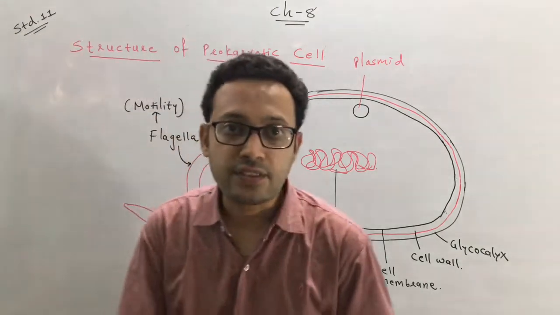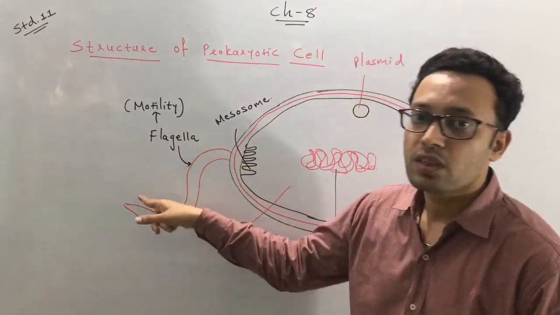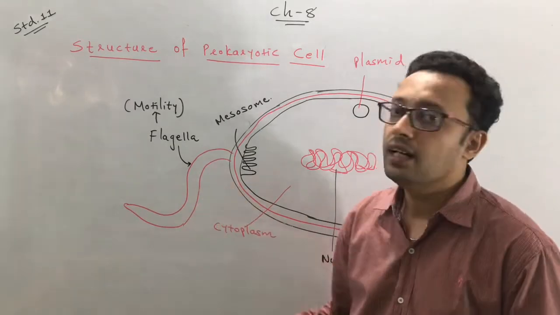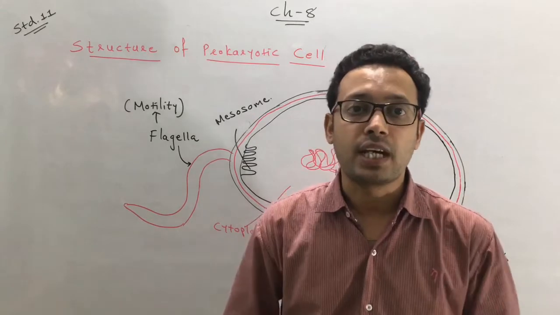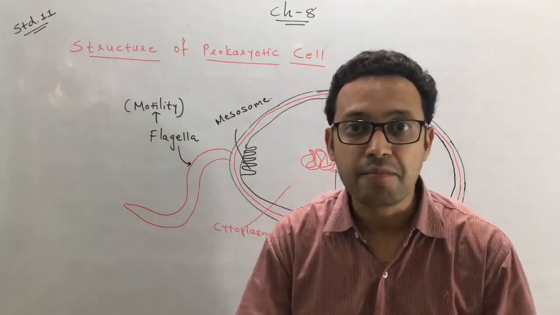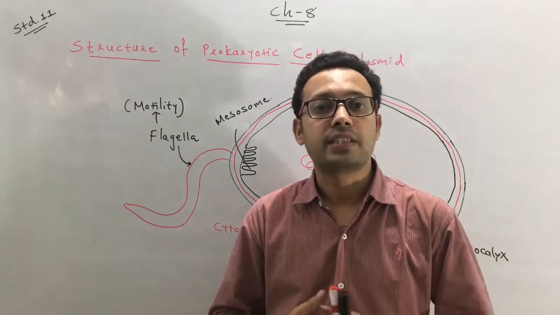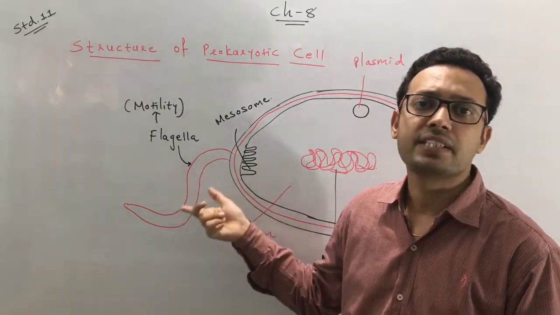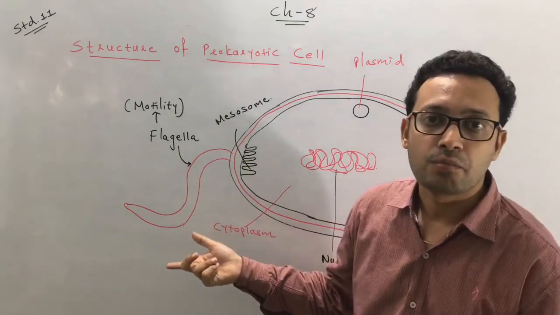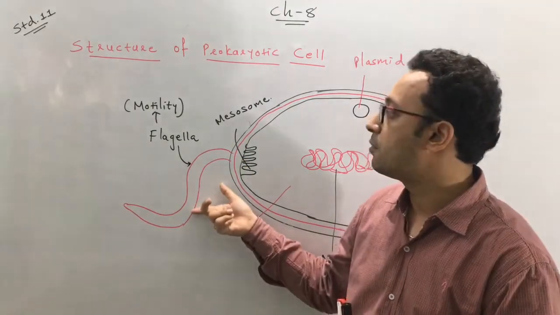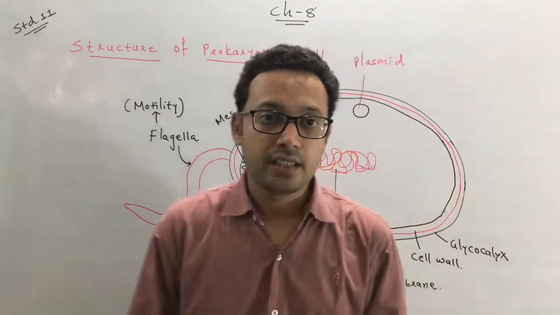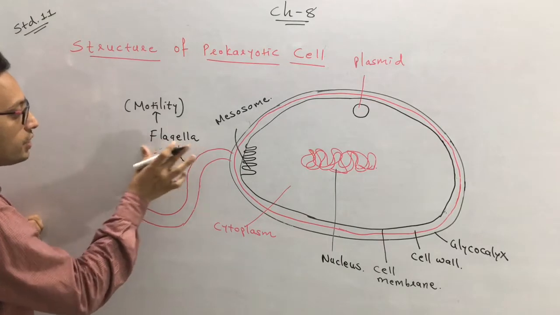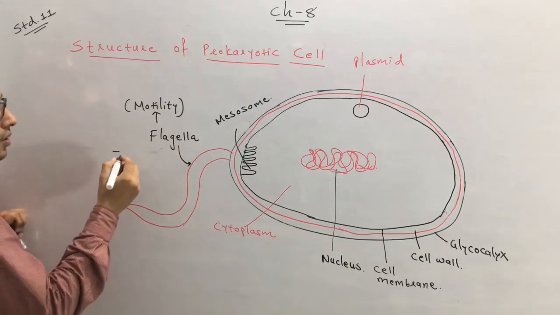That means if the bacteria possess flagella, then the bacteria are motile. If they don't possess flagella, the bacteria are non-motile. Motile means movable, can move, and non-motile means they cannot move. So based on the presence or absence of flagella, the bacteria can be either motile or non-motile. This flagella consists of three parts. These are the three components you can find in a flagella. I write over here. Which are they?